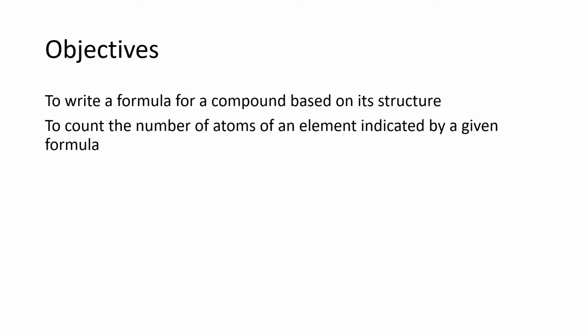Our objectives for this lecture are to take a look at a chemical structure, and from that structure count the atoms and write a formula, but then also go backwards to look at a formula and understand how many atoms of any given element are indicated by that formula.